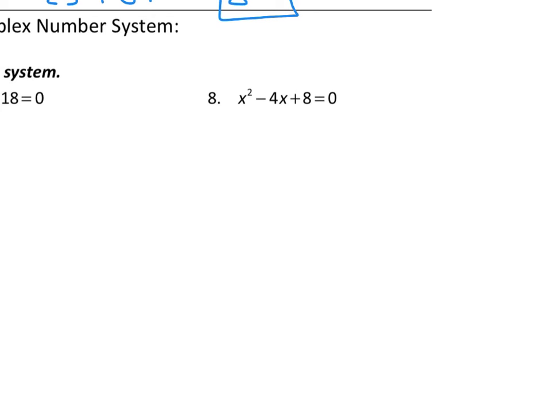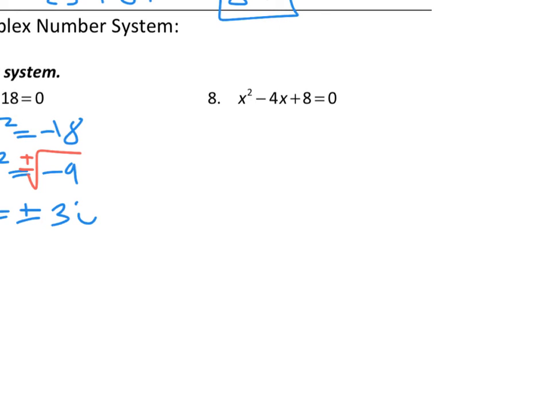In the next one, we isolate x squared again. We get 2x squared equals negative 18. Divide both sides by 2, and we get x squared equals negative 9. We square root both sides, put the plus or minus on the right side, and we get x equals plus or minus the square root of negative 9. Well, the square root of positive 9 is 3, and the square root of negative 1 is i, so plus or minus 3i.